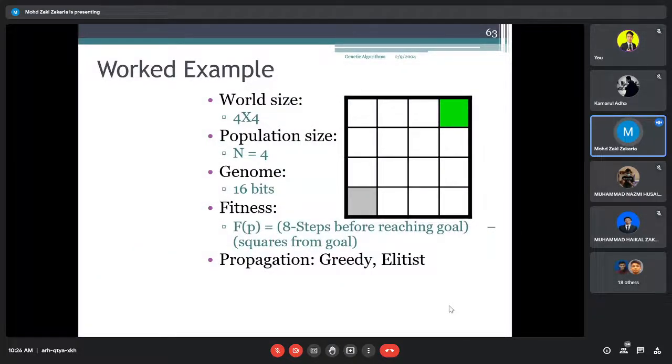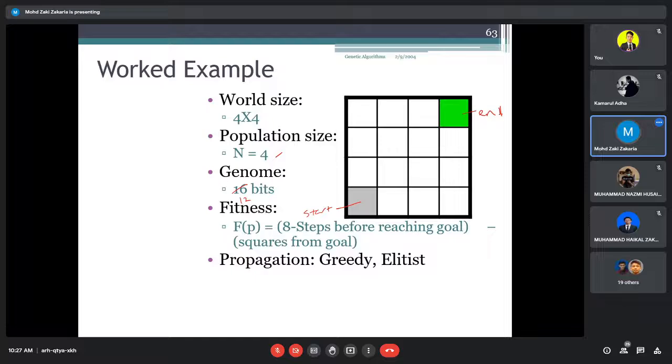Okay, consider this simple example. We have size 4 by 4, and the population we set to 4. Then the bits, I think this is not 16, actually 12 bits, because consider this. This is the starting point, and this is our end point.